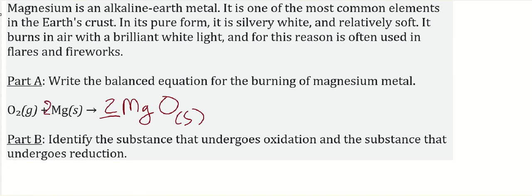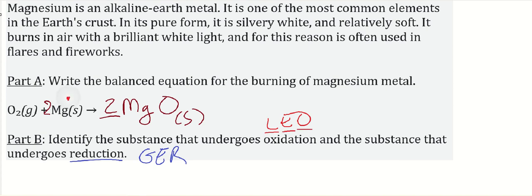Now, part B: what undergoes oxidation? What undergoes reduction? Oxidation. Let me put this in some colors here. Leo the lion goes grrr. So there's your mnemonic: Loss of electrons is oxidation. Which one is losing electrons?